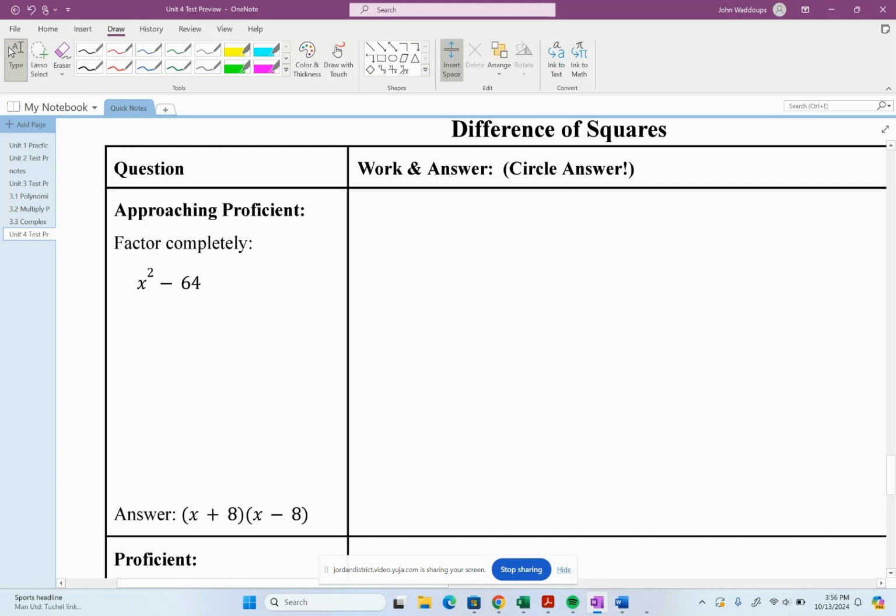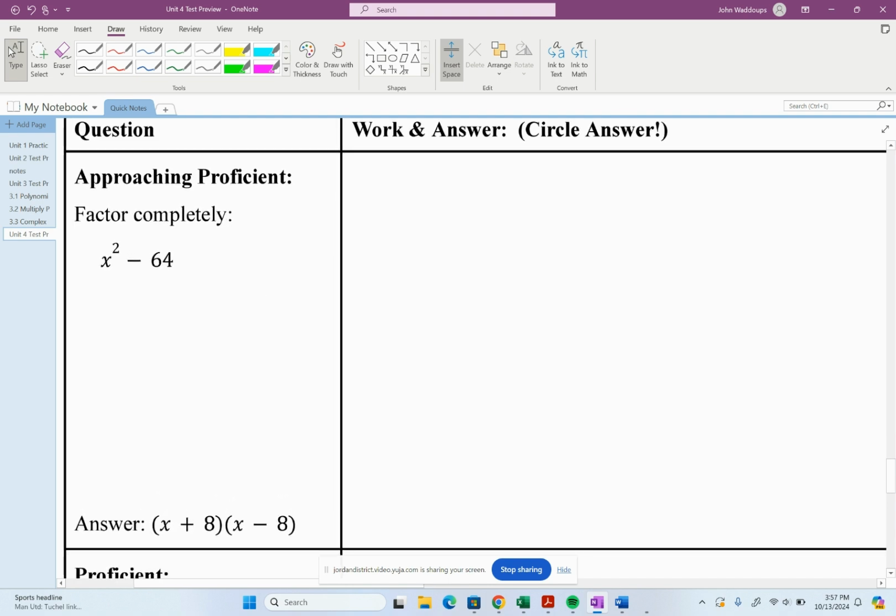Hi, welcome. This is a video on factoring a difference of squares, and this is the approaching proficient level. They've given us this problem to factor completely: x squared minus 64.